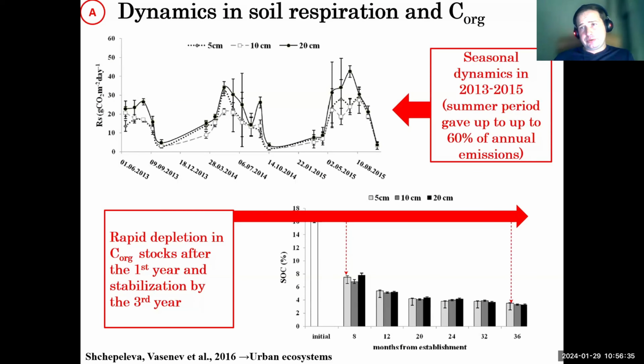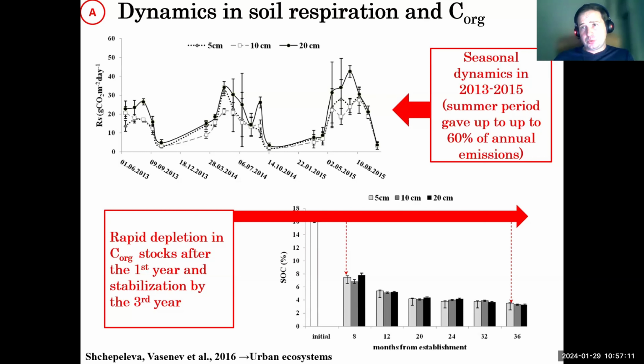These are the results of the 3-year experiment. The emissions more or less followed the seasonal trends, with higher emission in summer and low emission in winter. That's what we normally have in a temperate climate. But carbon stocks rapidly went down after the first year, decreasing about 2 times. Then they kept decreasing, but with a smaller magnitude, and finally they more or less stabilized at values comparable to natural soils.